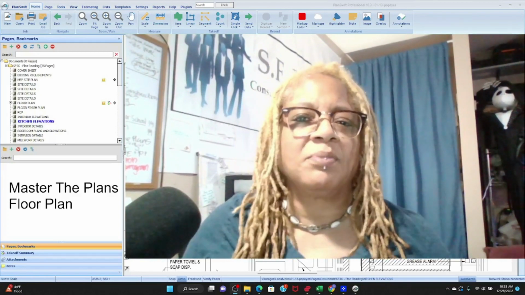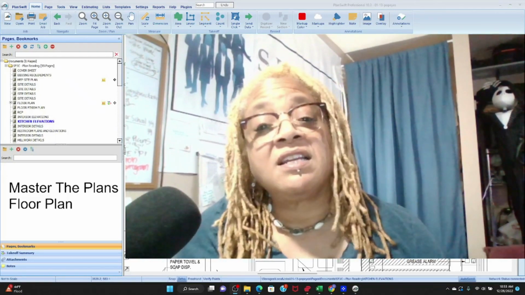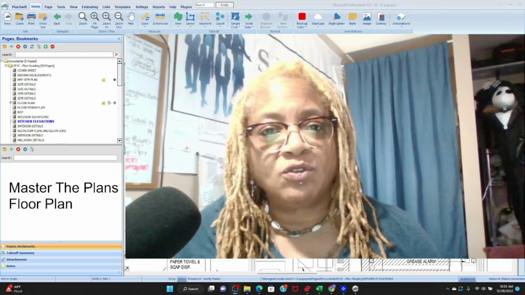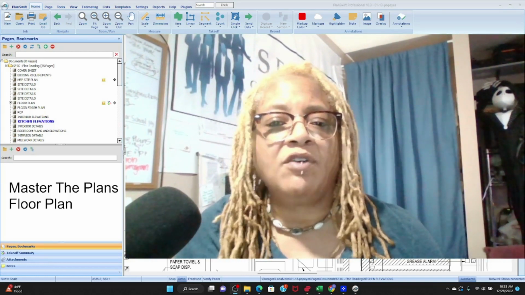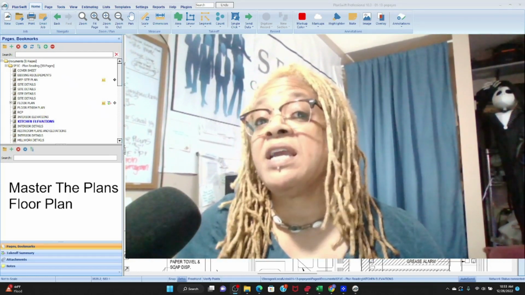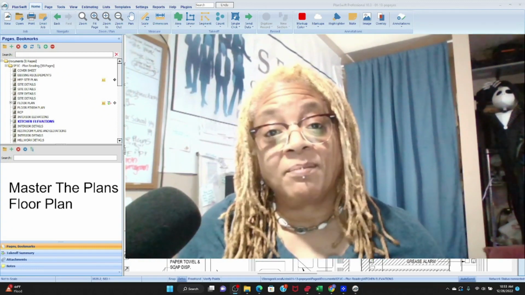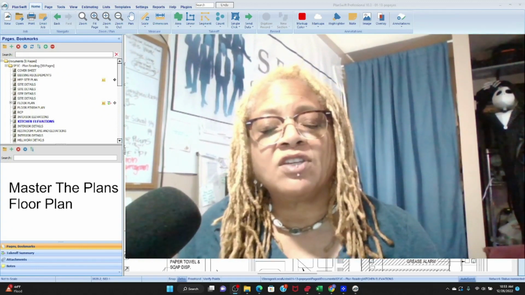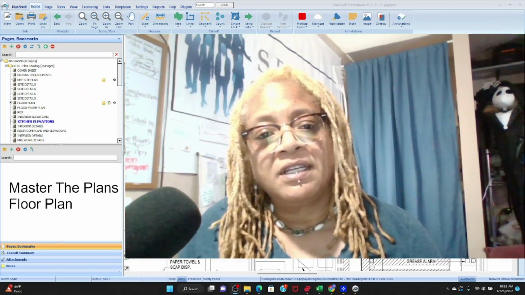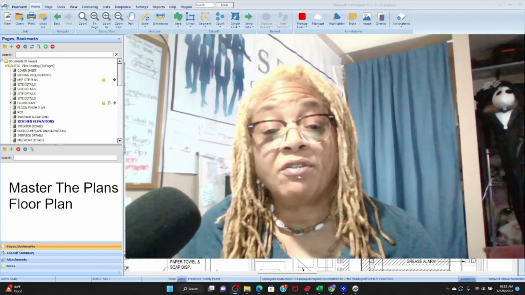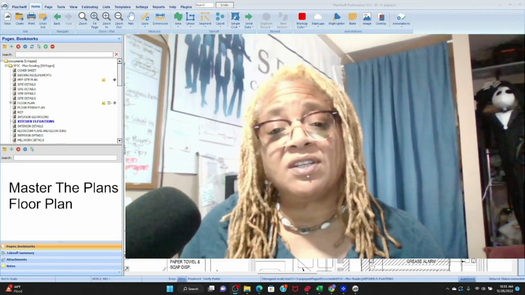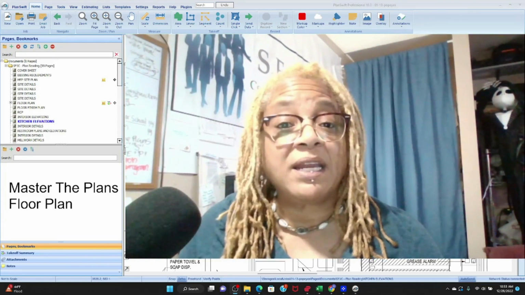What is the floor plan? The floor plan is the plan that we use to show us all of our new walls that are going to be created from the floor up. The floor plan is used by the framer to show them all the new walls, where they'll be placed, and what they will be made out of.